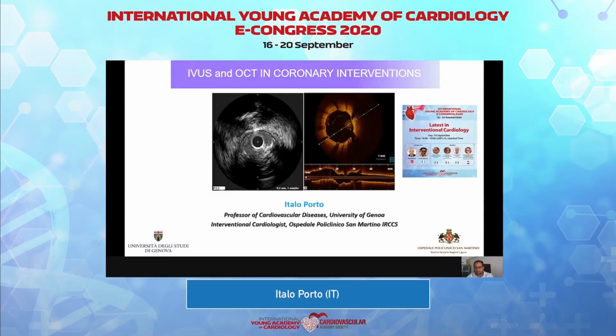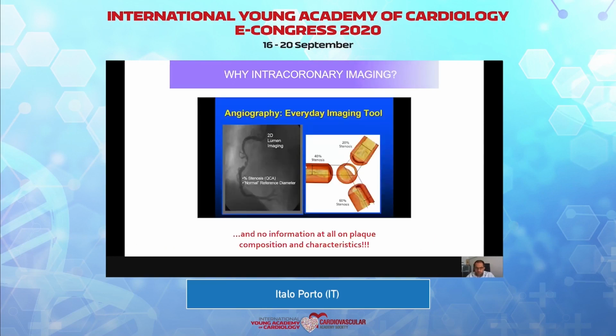Please, Italo. Thank you for the invitation, and I am Italo Porto from University of Genoa in Italy. I'm going to talk about intracoronary imaging in coronary interventions. Why do we have to use intracoronary imaging at all? Because there is a geometrical limitation with angiography, because we project a 3D structure over a 2D screen.